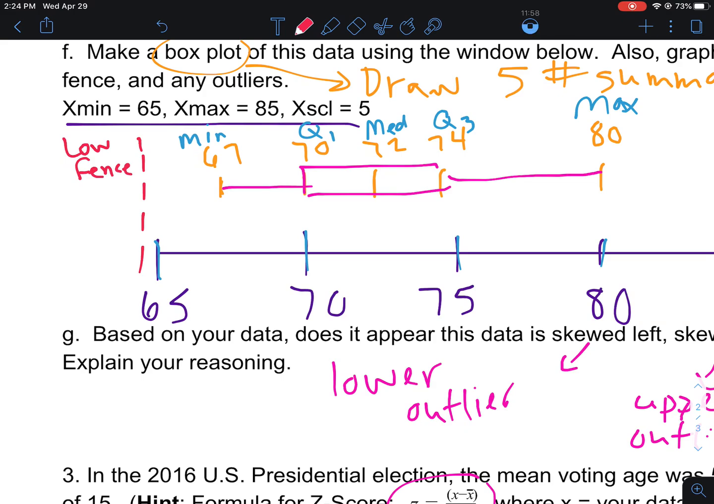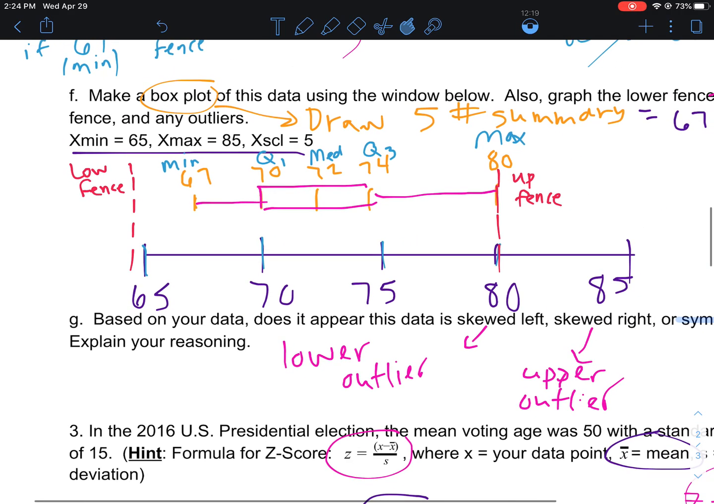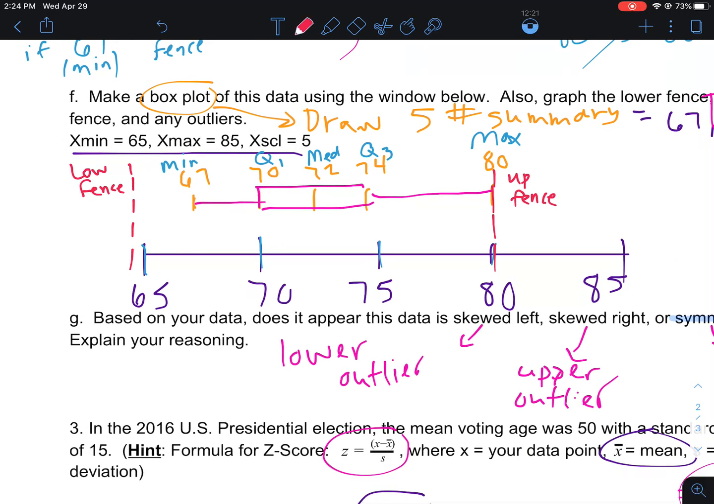Here's the lower fence. Do you have any data over here to the left of it? No. Your data's right here. So you don't have anything less than or to the left of this red mark. That's why there's no lower outliers. The upper fence was right on 80. But you don't have anything to the right of this red line. Nothing's over here on the right. So you don't have any upper outliers either.